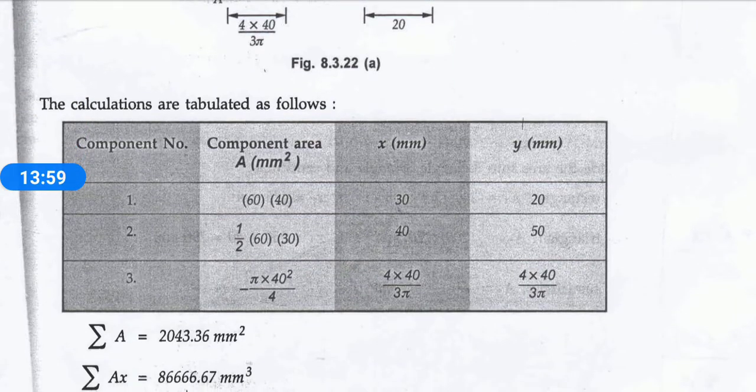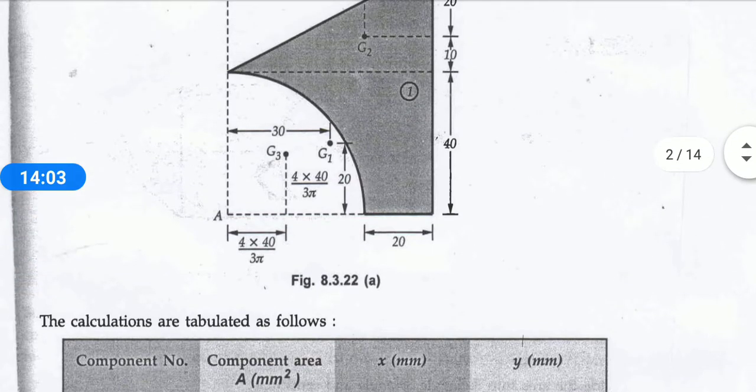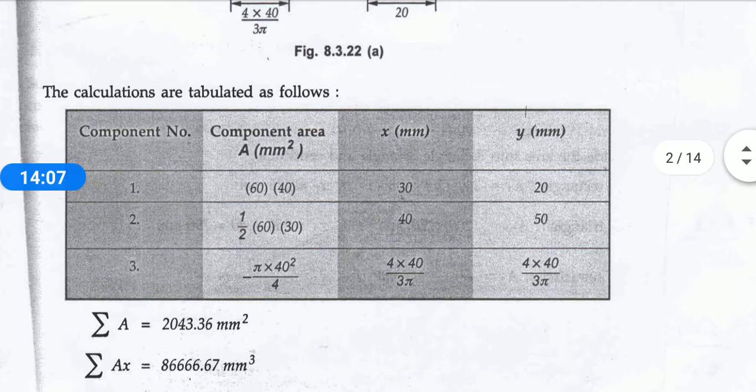This is your formula given in your table. Pi r square divided by 4. R is equal to 40 in this quadrant circle. So you are substituting pi into 40 square divided by 4. Why you are putting negative symbol? Since we need to subtract the portion. So we are keeping it as a minus symbol.